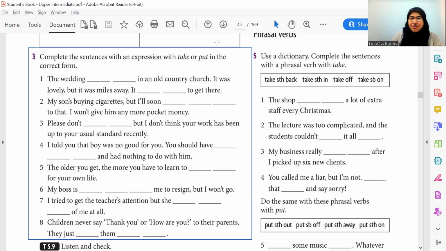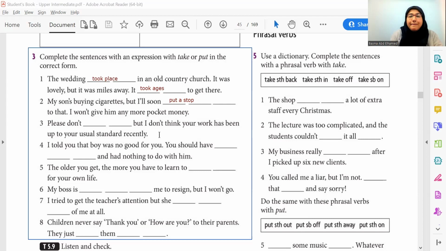All right, let's try to answer them together. Number 1, the wedding took place in an old country church. Very good. It was lovely, but it was miles away. It took ages to get there. Yes, excellent. Number 2, my son's buying cigarettes, but I'll soon put a stop to that. I won't give him any more pocket money.